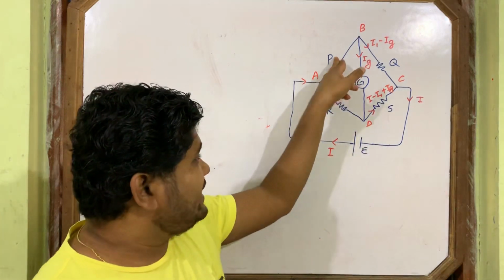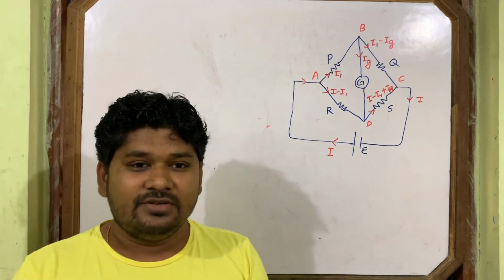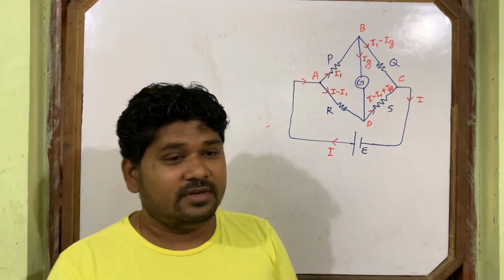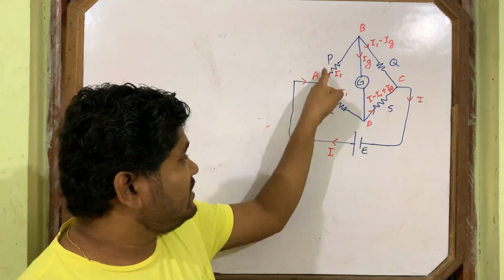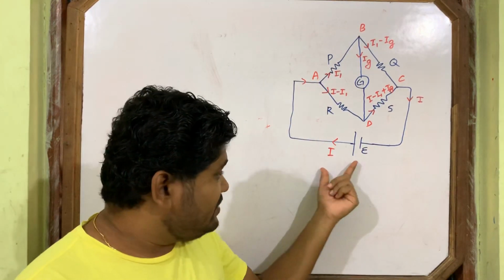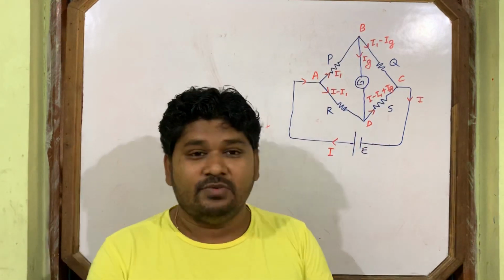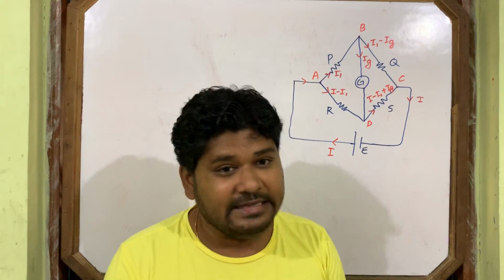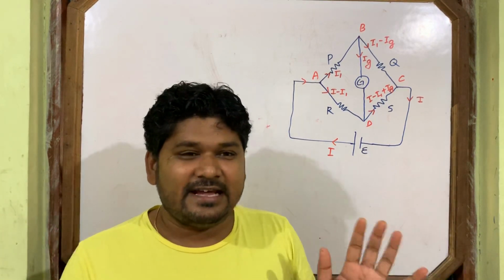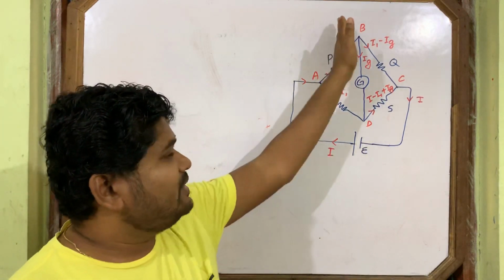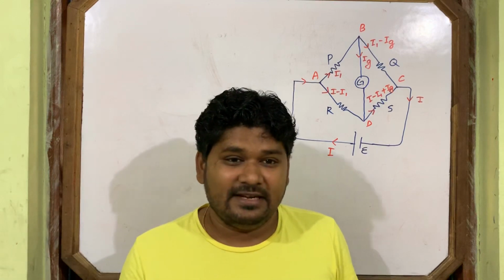Actually, as I am not taking any particular resistance, I am just taking the symbols, so it is difficult to know at which point the potential is more, because I am not taking any particular values of the resistances, and there are no values here. So it is difficult to tell at which point the potential is more, at B or at D. So I am just taking it like that: at B potential is more, at D potential is less.